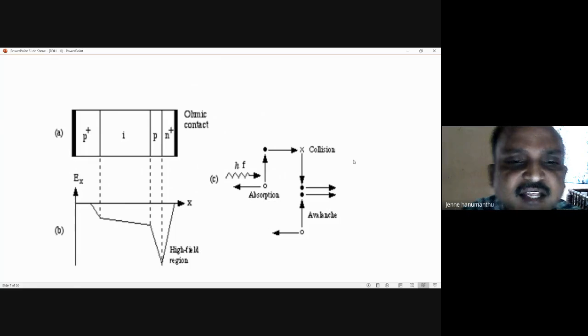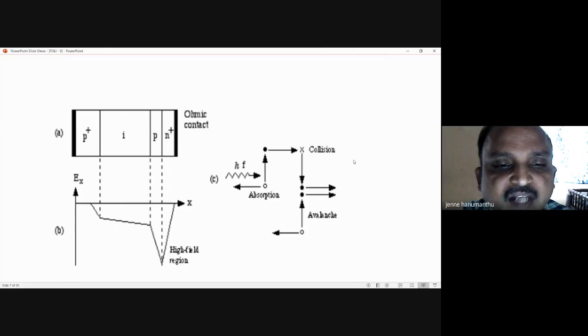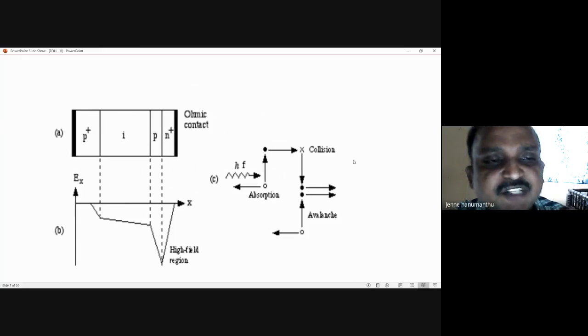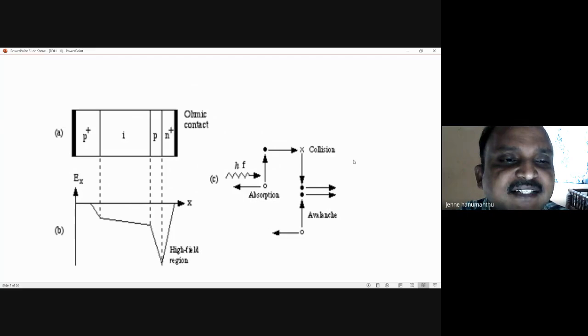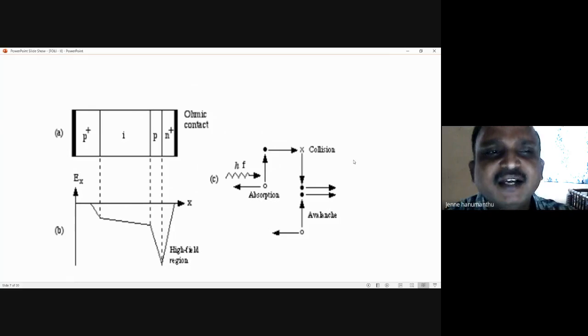Okay, this is the other optical detector as per your syllabus, the APD, avalanche photodetector. The avalanche photodetector structure is like this. So what is the structure of the PIN diode? P plus, N plus, I. But the avalanche photodiode is nothing but a modification of the PIN diode.